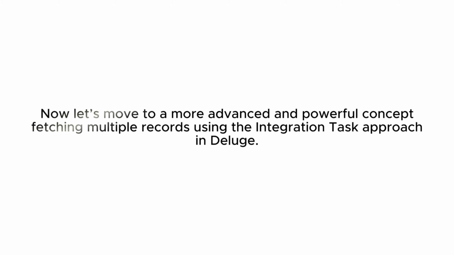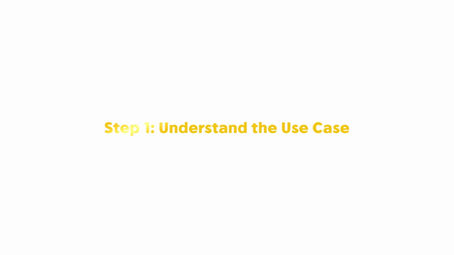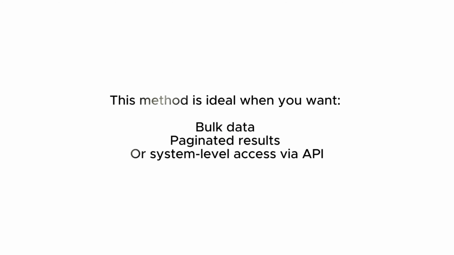Now let's move to a more advanced and powerful concept: fetching multiple records using the integration task approach in Deluge. Step 1. Understand the use case. This method is ideal when you want bulk data, paginated results, or system-level access via API.